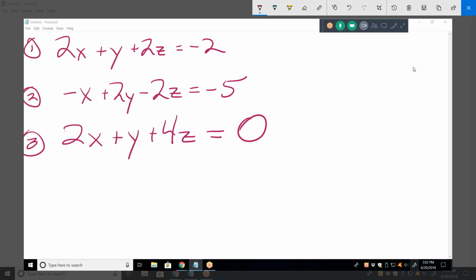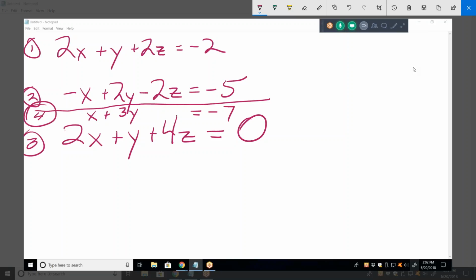I see the two z's. Yeah, we could just add 1 to 2 right off the get-go, right? Yes. And that's going to eliminate z and give us x plus 3y, no z's, equals minus 7. That's equation 4.